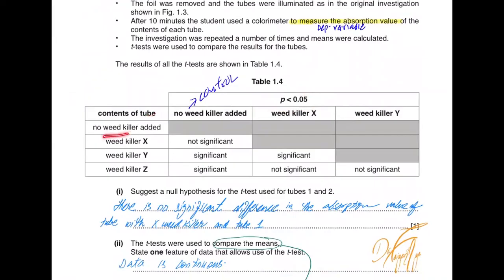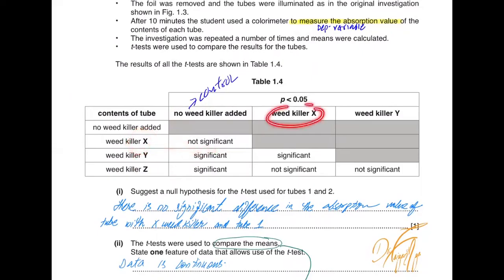Contents of the tube: no wheat killer, wheat killer X, wheat killer Y, wheat killer Z. No wheat killer added is the control here. So if you pitch the control against wheat killer X, the result was not significant. If you pitch it against Y, the result was significant. If you pitch it against Z, the result was significant. It means both wheat killer Y and Z had a significant effect on the absorption value, and the effect of X on the absorption value was not significant.